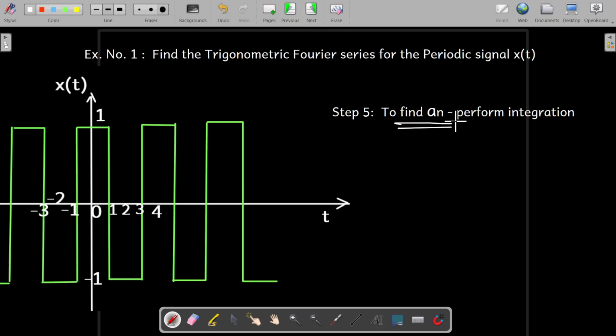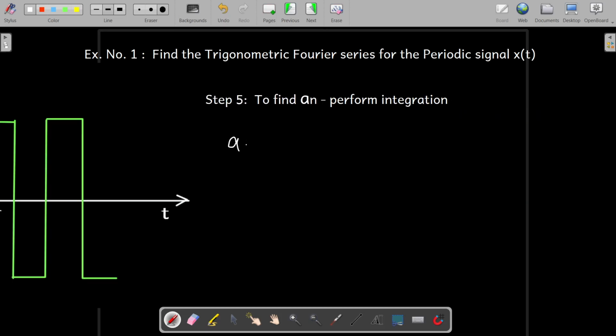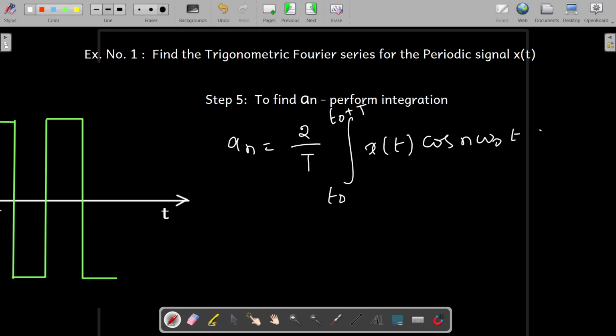It is to find this An, the second coefficient. Okay, that is the coefficient of the second term. The formula to find this An is equal to 2 by T integral T naught to T naught plus T x of t into cos n omega naught t into dt. So here we need to substitute this omega naught value, isn't it? As well as we have to put this T naught plus T, and then this T. These things we have to substitute. Then we can go for performing this integration.